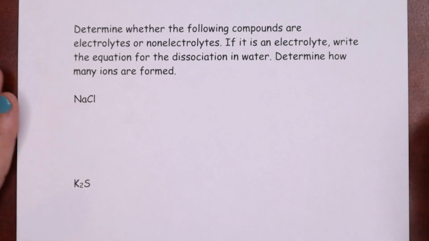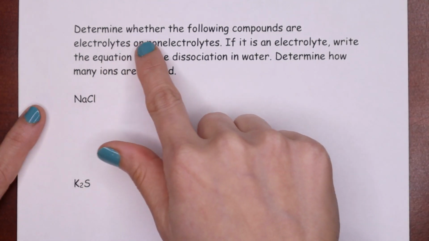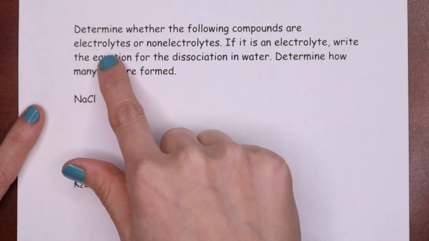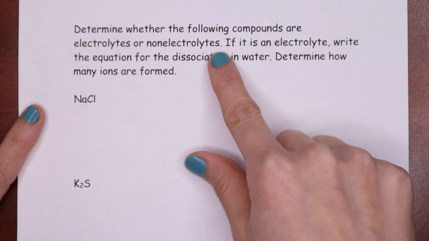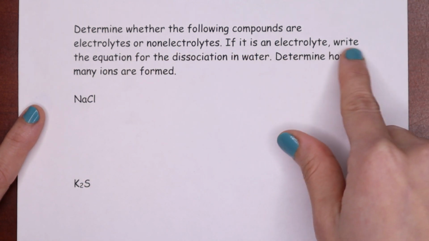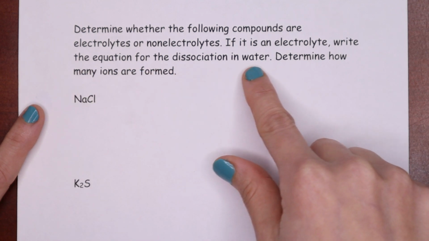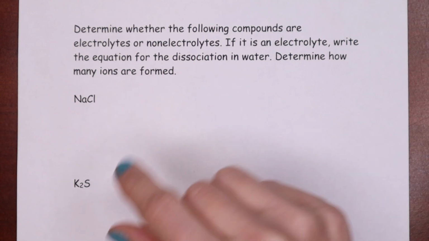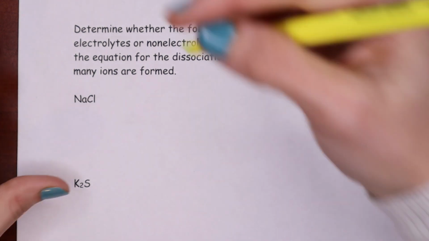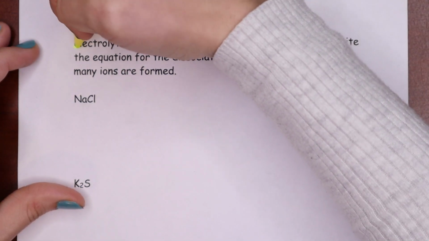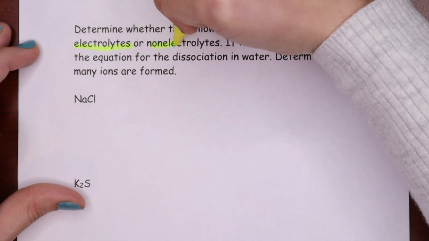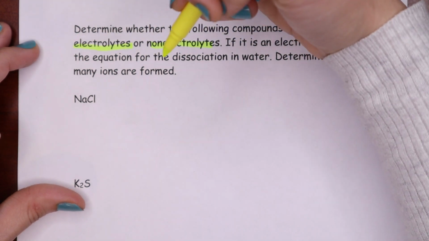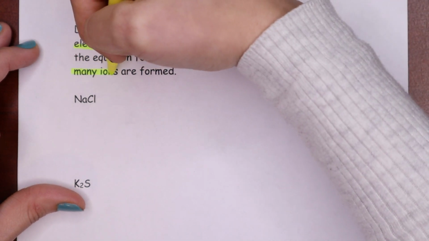Here we have question number 1. It says, determine whether the following compounds are electrolytes or non-electrolytes. If it is an electrolyte, write the equation for the dissociation in water. Determine how many ions are formed. So they want us to determine whether or not they're electrolytes, and also they want us to figure out how many ions.